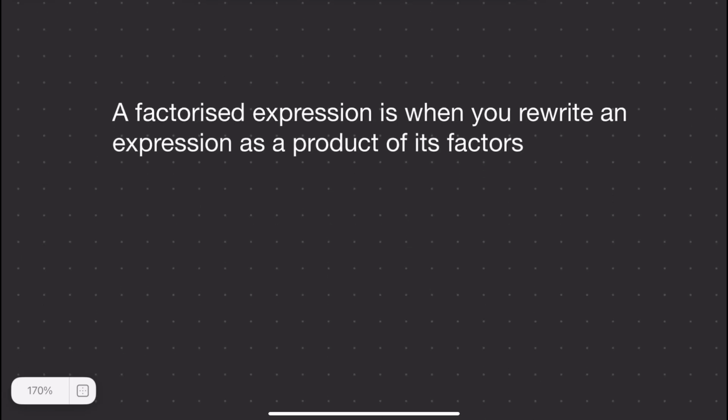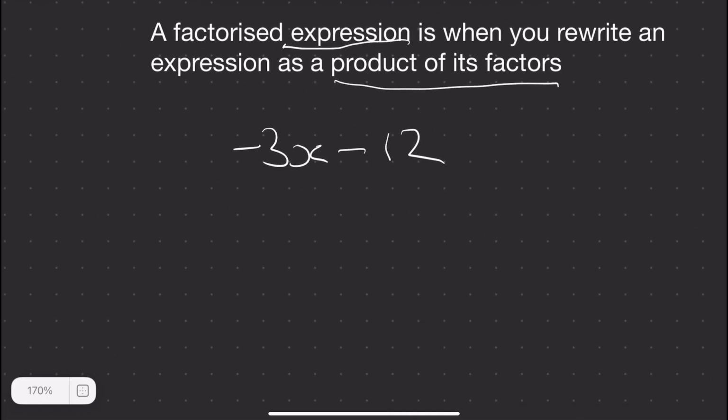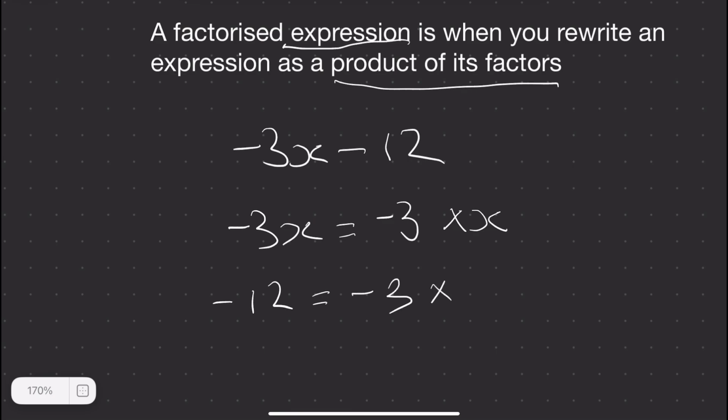A factorized expression is when you rewrite an expression as a product of its factors. For example, negative 3x minus 12 is a classic example of a binomial expression that can be factorized. So what we want to do first is get the two terms, negative 3x and negative 12, and break them down into their factors. So negative 3x can be broken down into negative 3 times x, and negative 12 can be broken down into negative 3 times positive 4.